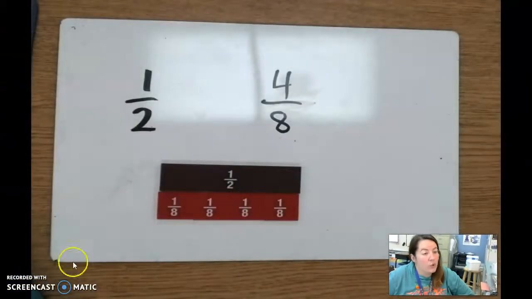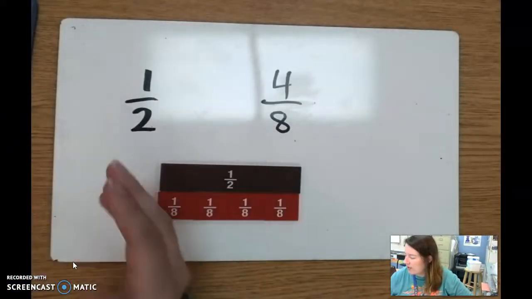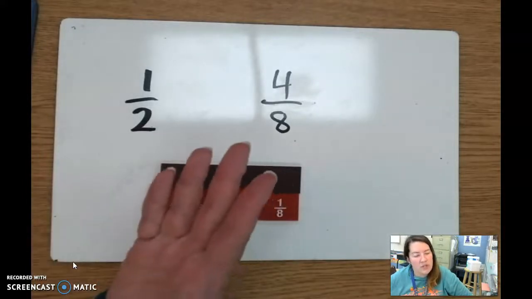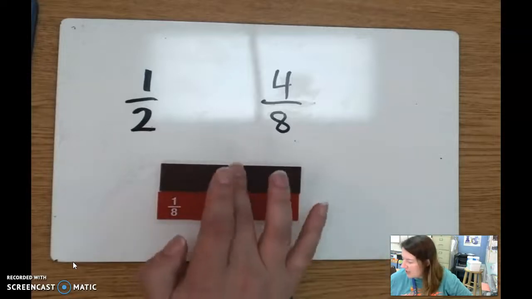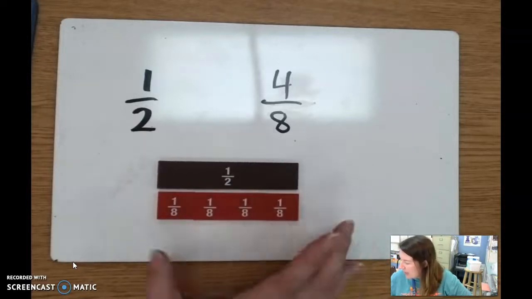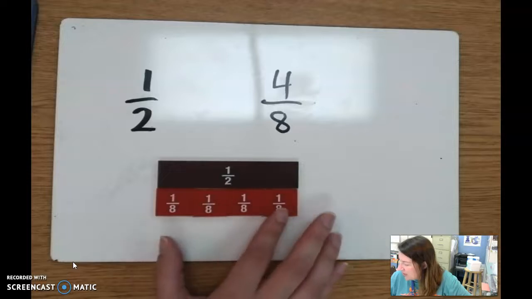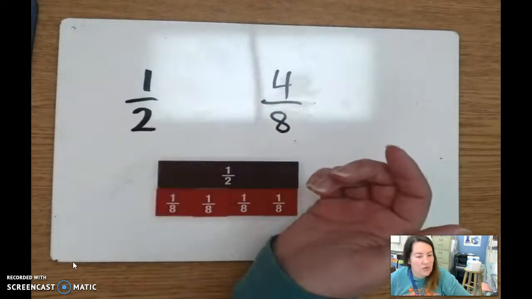Hey guys, so yesterday we looked at how to tell if two fractions were equivalent or not. So we had a problem like this. You were given two fractions, say 1/2 and 4/8, and we wanted to know, are these equivalent, yes or no? We used fraction strips yesterday. We lined up my 1/2 and my 4/8 and compared. Yes, they are the same size, so these would be equivalent.